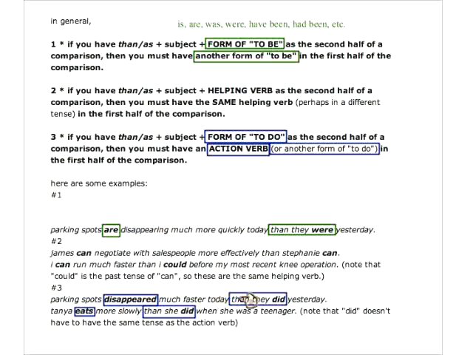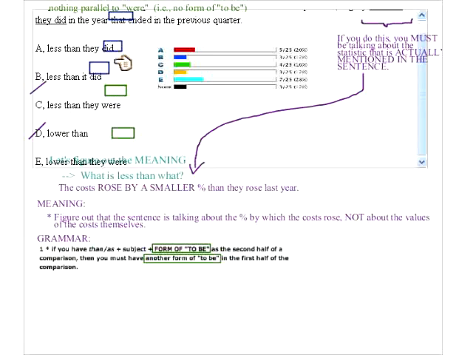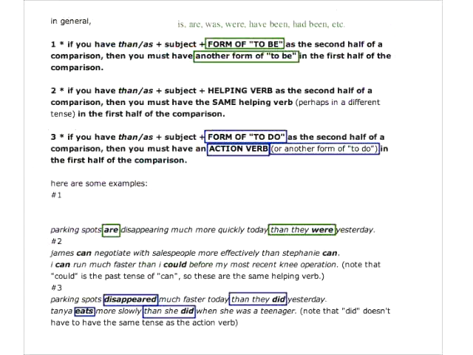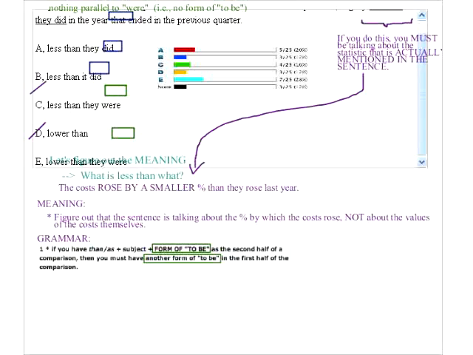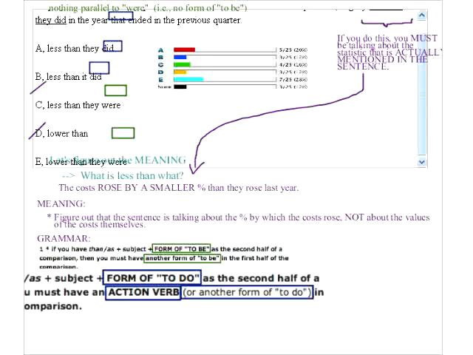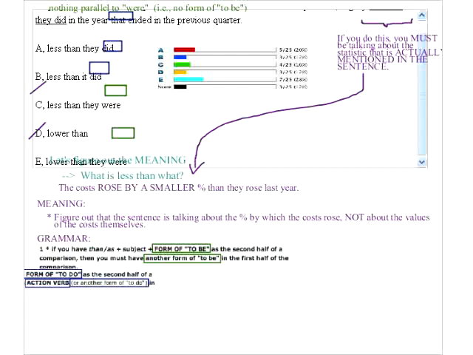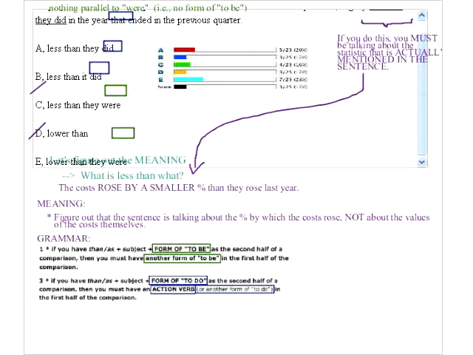Like here, they disappeared faster than they disappeared yesterday. Tanya eats more slowly than Tanya ate when she was a teenager. So this comparison works. "Did" stands for "rose." That's an action verb. So let's copy that over from this page. Bring it over here. Shrink it so that it fits. And then we're good. Okay.